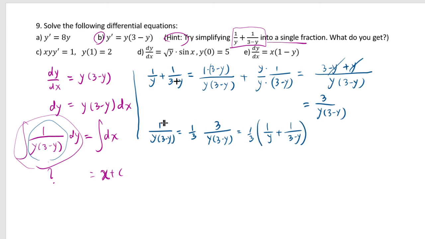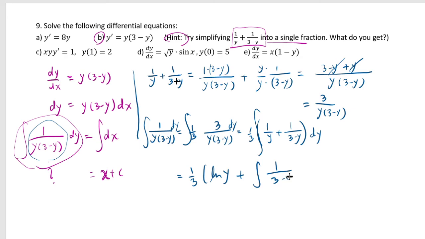Okay, so how does this help us? Well, if you integrate this, then 1/3 can come outside the integral, and you can replace this thing with this, which is now something easier to integrate. See, this one is not a straightforward easy integration. If you have a fraction, integrals become really hard. So what you can do is integrate this separately and say this is 1/3. The integral of 1 over y is ln of y, that we all know. And the problem is, how do you integrate 1 over 3 minus y dy?